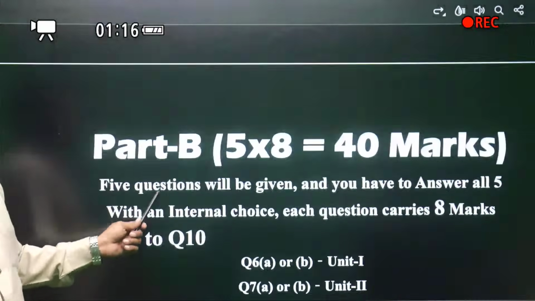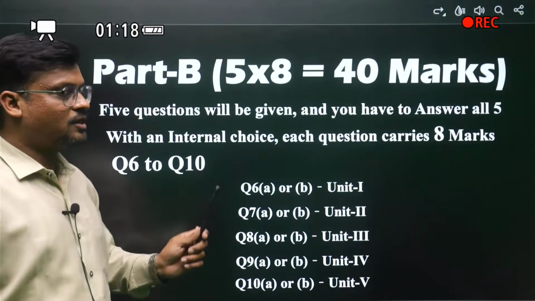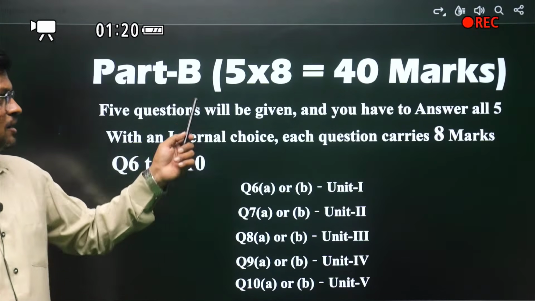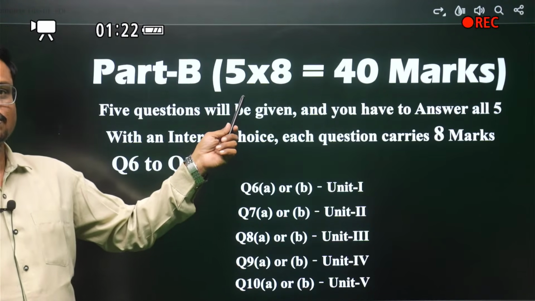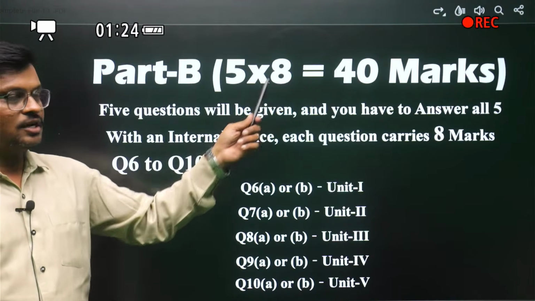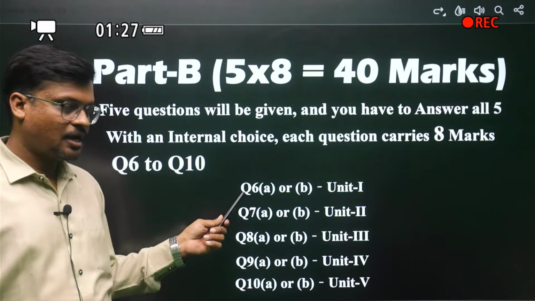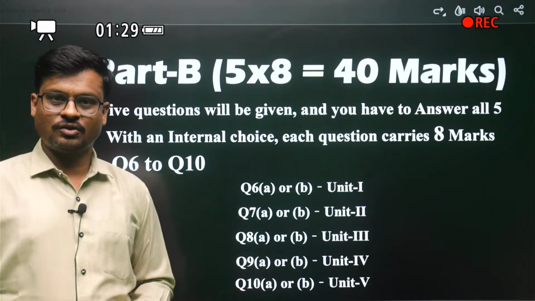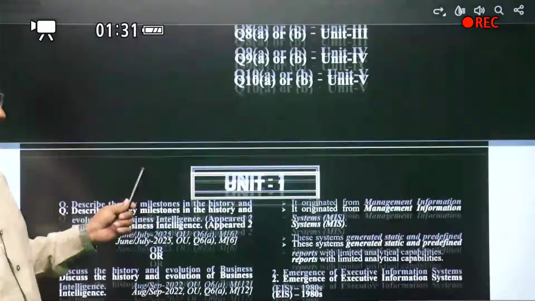After this, we have part B. Part B comes with internal choice. You have 5 questions and you need to answer all 5. 5 into 8 is 40 marks. You will have an internal choice. Okay, this is your paper pattern.